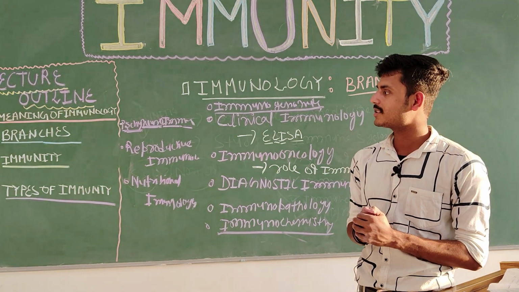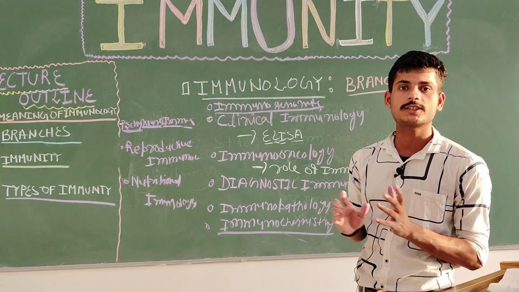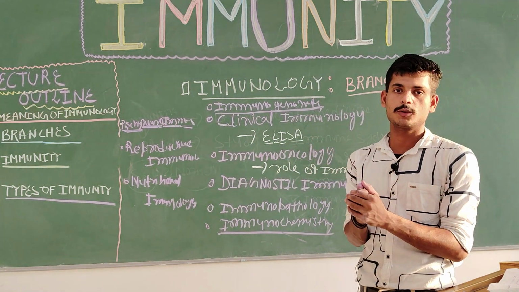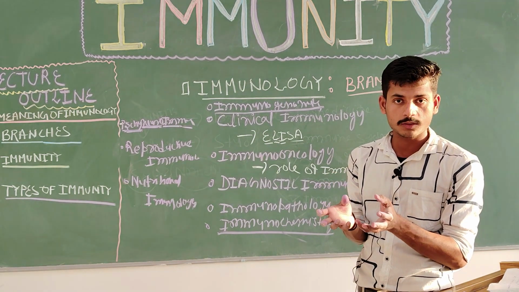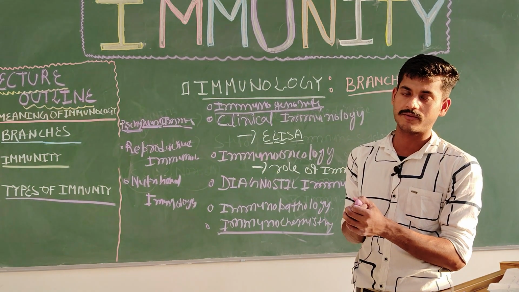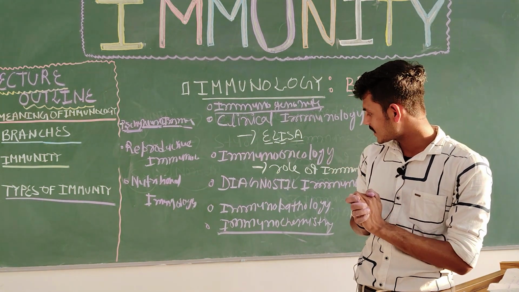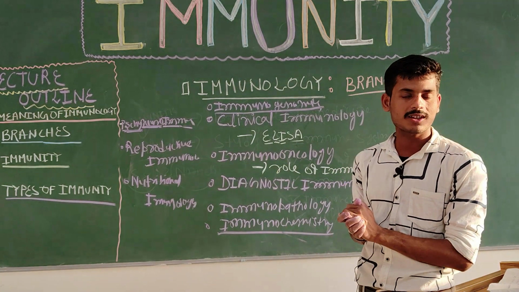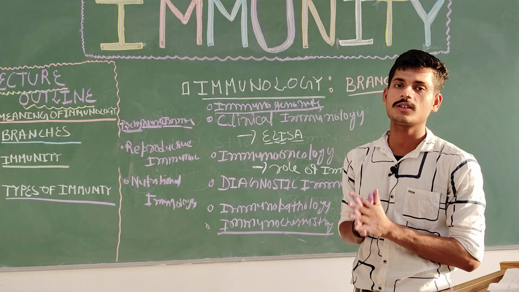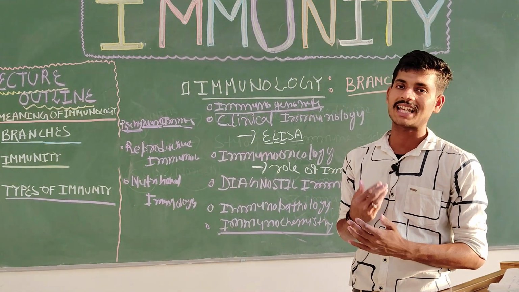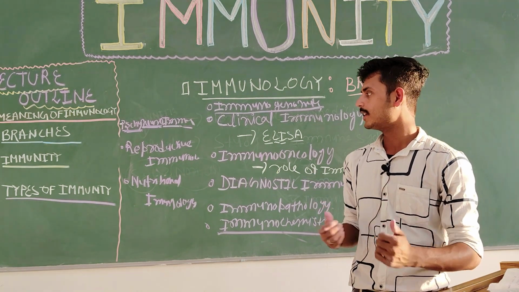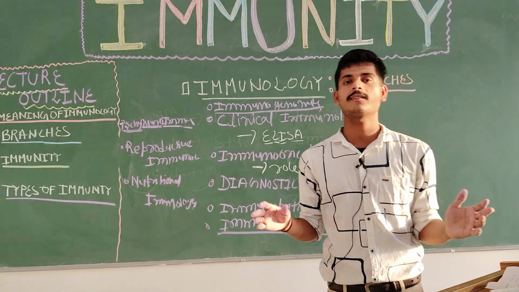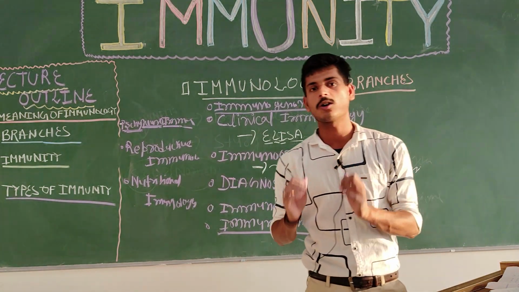Then we have immunopathology, where we study abnormalities of the immune system. If the immune system is not working properly, or is not formed because of congenital problems in its formation, all these are studied under immunopathology. Then we have immunochemistry, where we study the chemical nature and chemical behavior of immune cells. Another branch is psychoneuroimmunology, where we study the role of immunology in psychotic disorders.